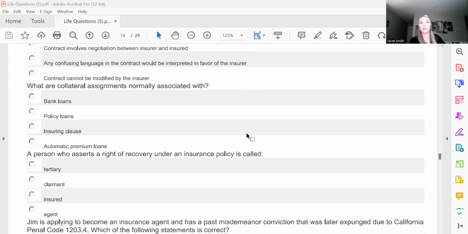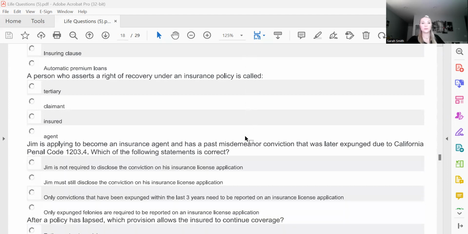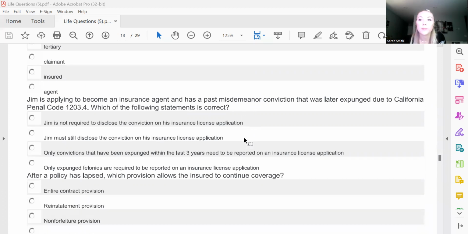What are collateral assignments normally associated with? Collateral assignments. These are going to be bank loans. A. A person who asserts a right of recovery under an insurance policy is called what? Asserts a right of recovery, meaning I have a right to recover money for my loss. B, claimant, the person who makes the claim.